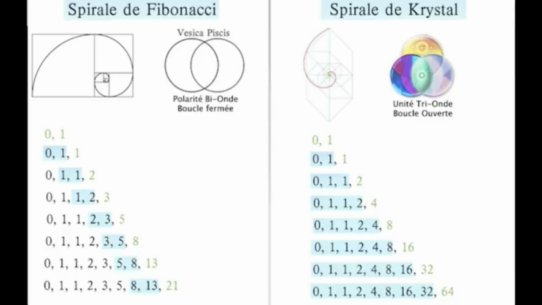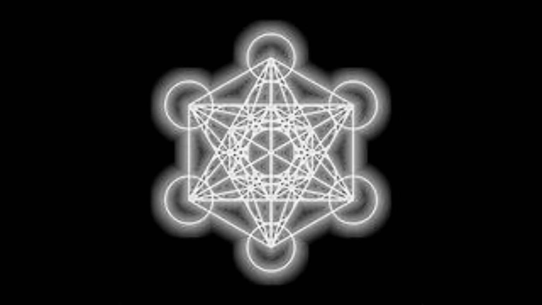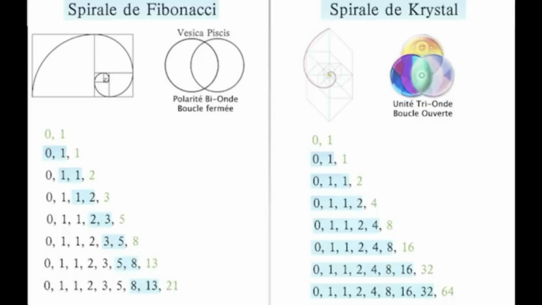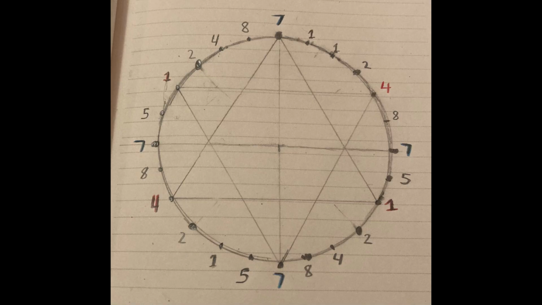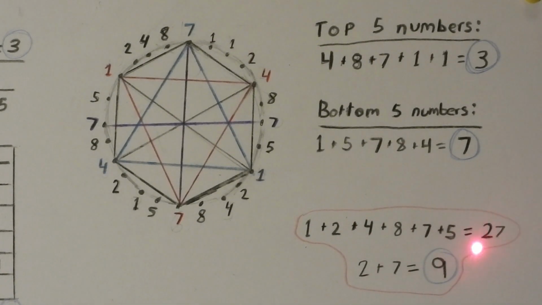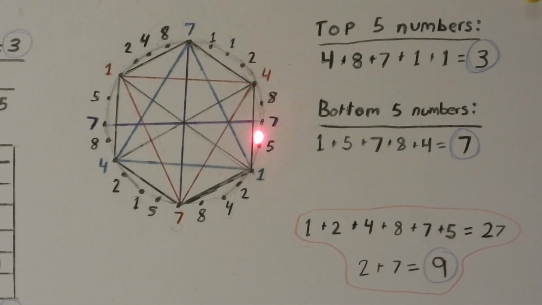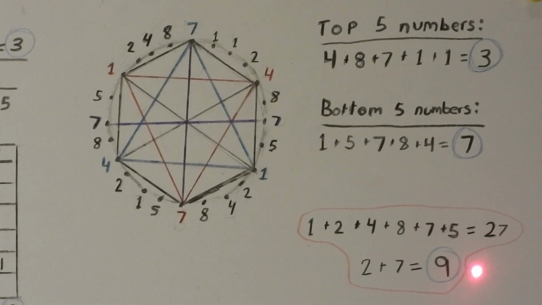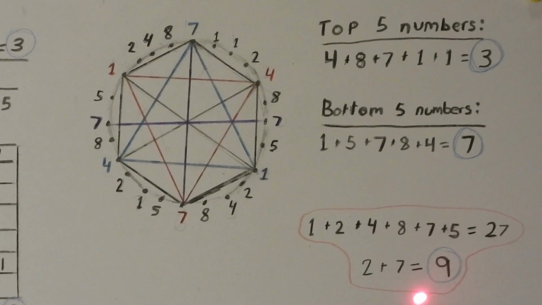After learning about the Kathara sequence, I decided to write it around Metatron's cube, the same way I wrote the Fibonacci sequence around Metatron's cube. First, I had to figure out what each of the 24 numbers were going to be after I reduced them down to a single digit. After writing about 7 or 8 rows of the Kathara sequence, I realized that it is just doubling every time. And after figuring out the reduced number for all 24 numbers, I noticed that it makes a pattern that repeats. 1, 2, 4, 8, 7, 5. And when you add together all the numbers in the pattern, you end up with 27. 2 plus 7 is 9.